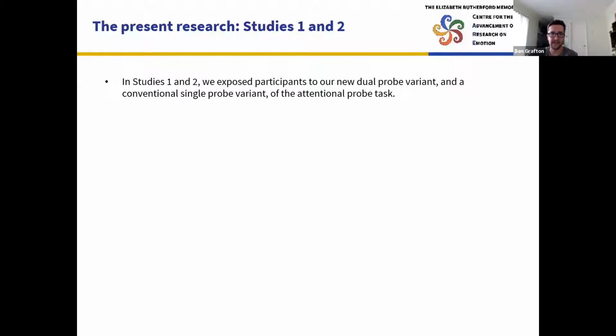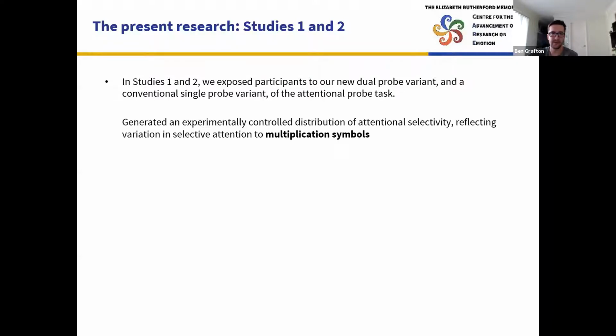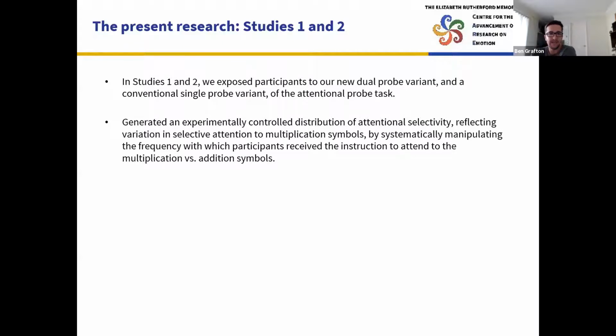So I'll tell you a bit about how we went about doing that. We generated an experimentally controlled distribution of attention. In this case, it doesn't have to be multiplication symbols, it can be whatever you want, but that's what we went with. So it was attentional bias to multiplication symbols. And we did that by manipulating the frequency with which participants were instructed to attend to a multiplication symbol string.